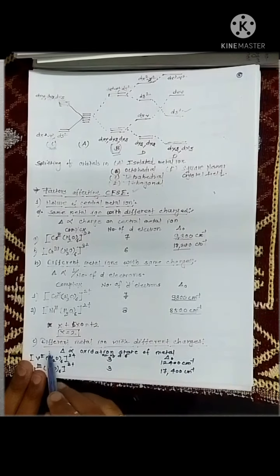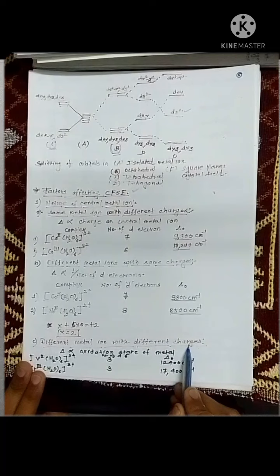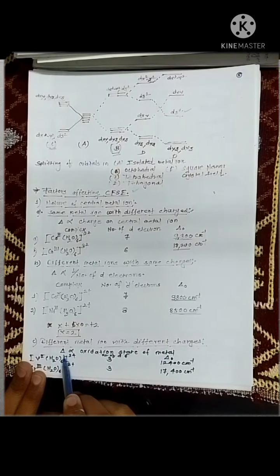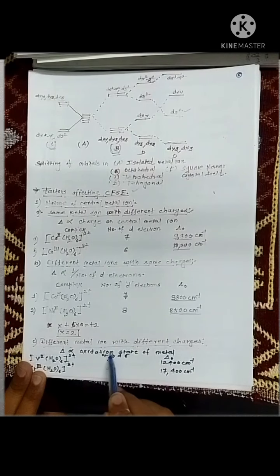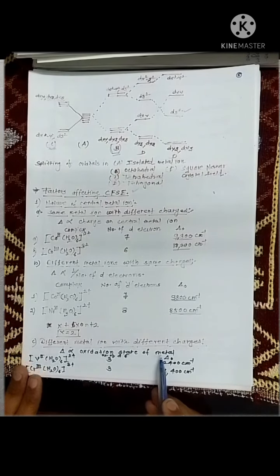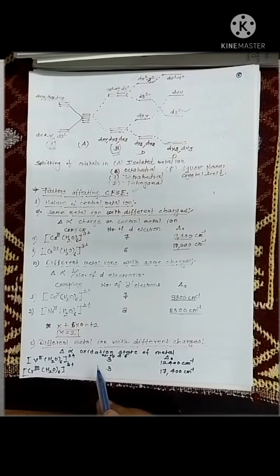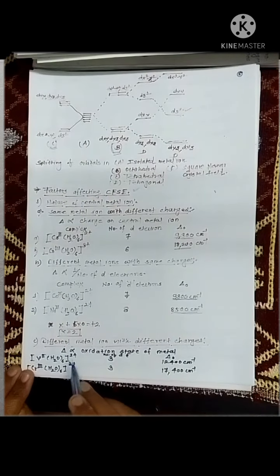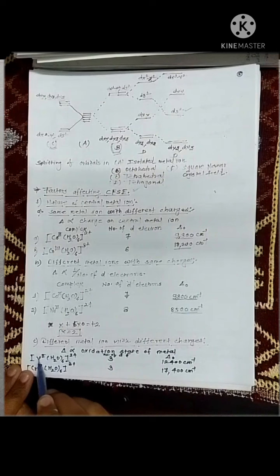The third subpoint is different metal ion with the different charges. In this case, CFSE is directly proportional to the oxidation state of your metal ion. Oxidation state is nothing but the charge on central metal atom. So just see the example of hexaaqua vanadium 2 and hexaaqua chromium 3.